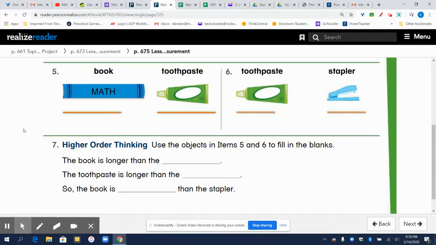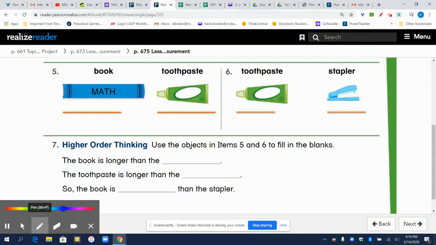For this one, we got to look at number 5 and 6 to help fill in the blanks. So number 7, it says the book is longer than the blank. Well, hopefully you have those answers right. So let's look at which one the book is longer than. So let's look around. The book is longer than what? Right? It's longer than the toothpaste, and it's also longer than the stapler. So let's pick one of those to write in, and let's say that the book is longer than the toothpaste.